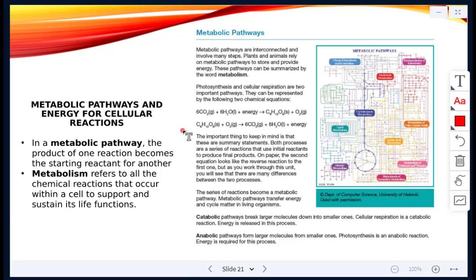So when we talk about these two reactions, catabolic pathways, they break larger molecules into smaller ones. So cellular respiration is a catabolic reaction. Energy is being released in this process. And anabolic pathways, they form larger molecules from smaller ones. So photosynthesis is an anabolic reaction, and energy is required for this process.